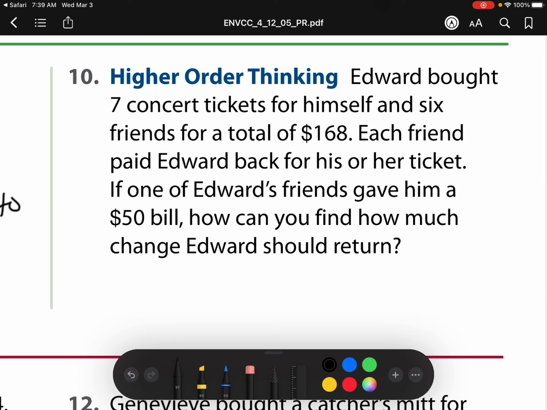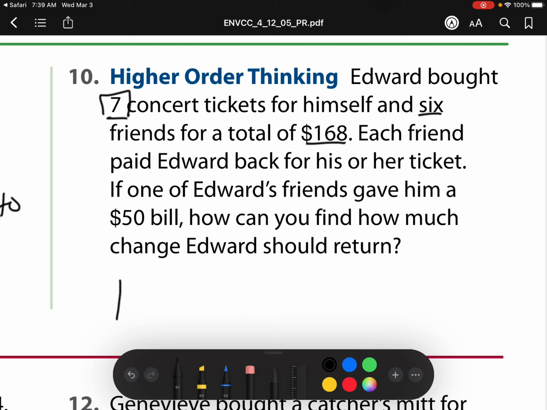Number 10. Edward bought 7 concert tickets for himself and 6 friends. So that's where the 7 comes from. 6 friends plus Edward. And it cost $168. Each friend paid Edward back for his or her ticket. If one of Edward's friends gave him a $50 bill, how much change should Edward return? So the first thing we have to do is we have to figure out how much one ticket cost.